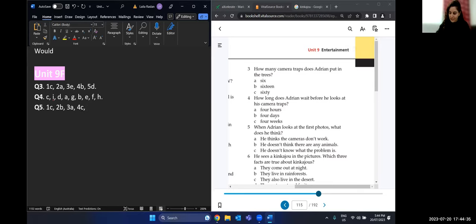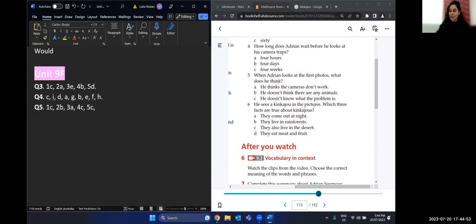When Adrian looks at the first photos, what does he think? He doesn't know what the problem is. 5C. And the last one, he sees a kinkajou in the pictures. Which three are true about kinkajous? They live in rainforests. They eat meat and fruit. And they come out at night. Yes. So A, B, and D for number six.